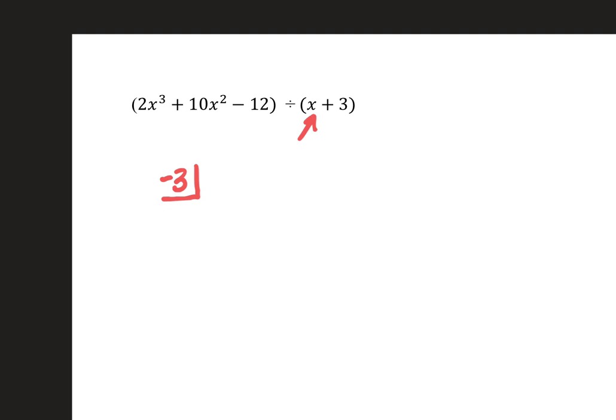The second thing we're going to do is look at the coefficients of this equation here. Those are just the numbers in front of the variables. So at the moment, we've got a 2, a 10, and a -12. So our 2, our 10, and our -12.